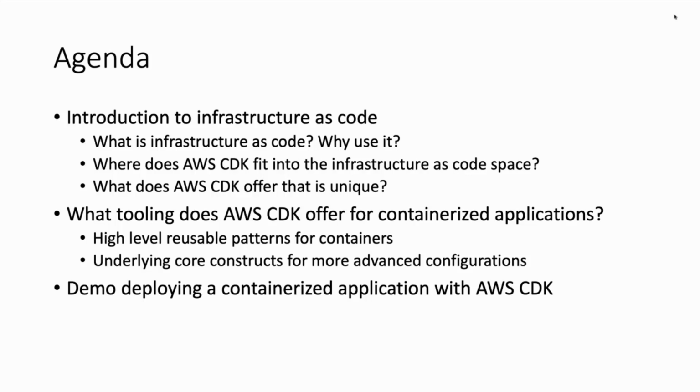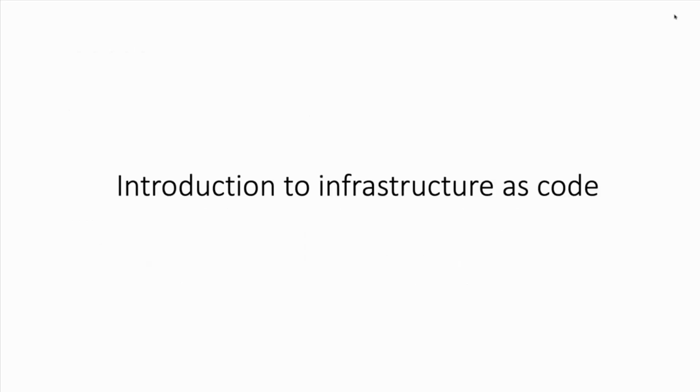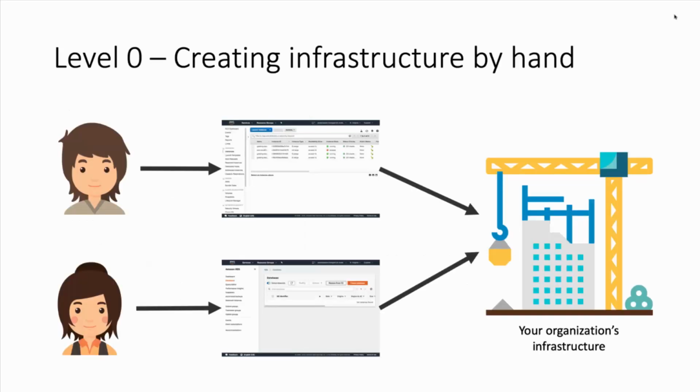So the goal here is to build onto the concepts and bring everybody up to level on infrastructure as code, then what AWS CDK offers for containerized applications, and then finally we're going to actually dive into that code editor and be looking at some code, and I'll walk you through the process of deploying it. So starting off, introduction to infrastructure as code.